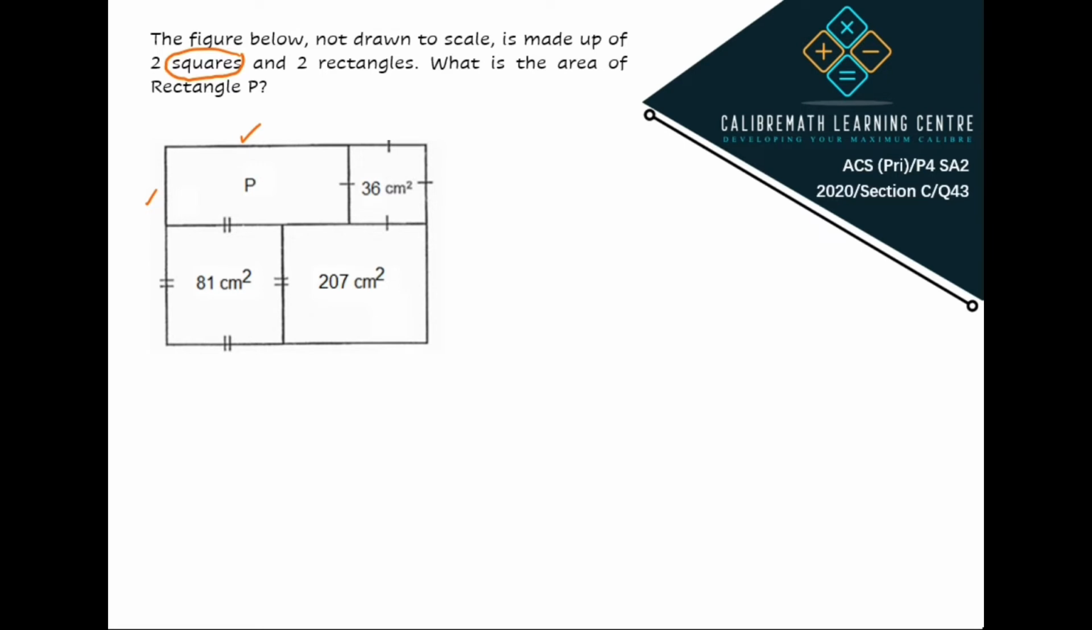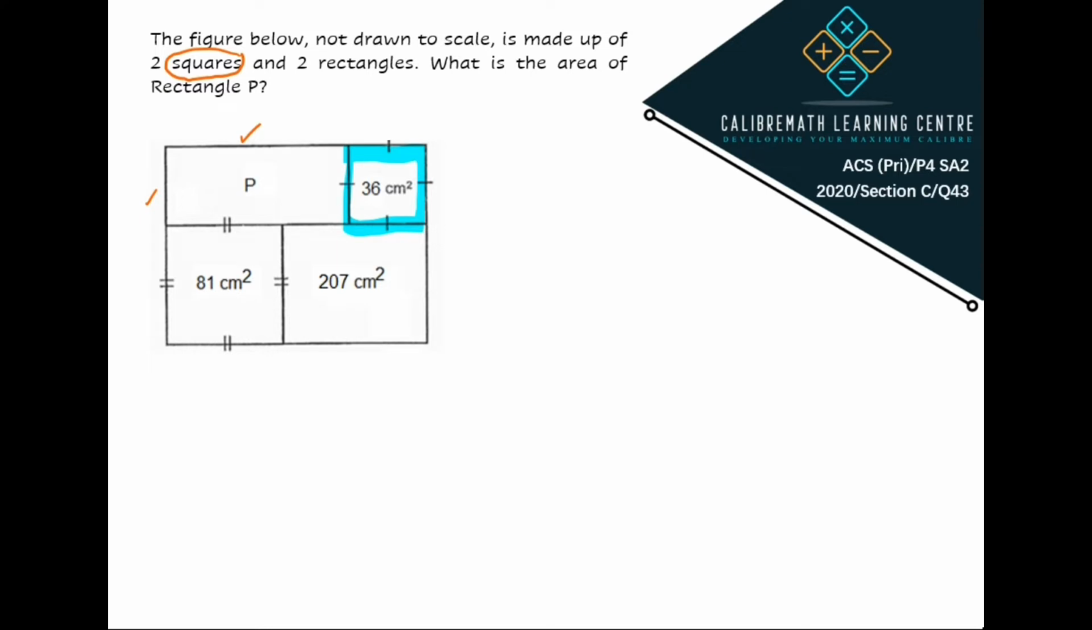So you identify the 2 squares over here. There's one over here which has all 4 sides equal, and another one over here having 4 equal sides too. Okay, so now let's take a look at the first square, which is the smaller one, having an area of 36 square centimeters. So our focus will be on this one first now.